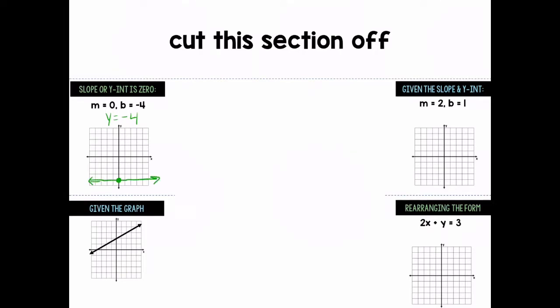That means 0 slope. Remember, if it's straight up and down, then that means it's an undefined slope. So when the slope is 0, it's going to be a horizontal line. When the y-intercept is 0, then it's going to be a proportional relationship, which is still linear.